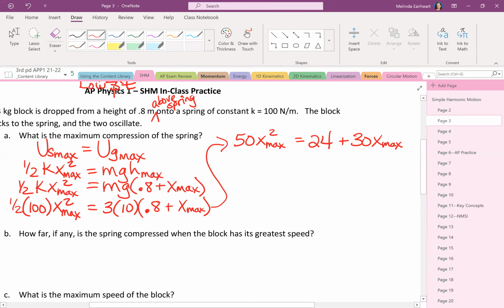Again, x does not cancel, but what do we notice? It's quadratic. We've got x squared, we've got x on its own, and then we've got no x. So this is the setup for a quadratic. And just a reminder, AP would probably give you the max compression and have you solve for height. You can do that without a quadratic, okay? It's not that we did this on purpose, it's just the way it is, but we've got to do the quadratic. So I'm going to set it equal to 0.